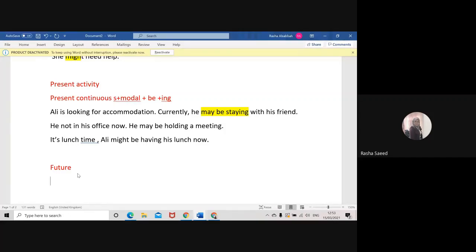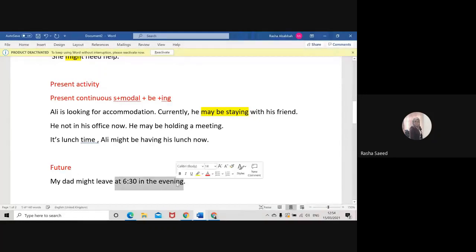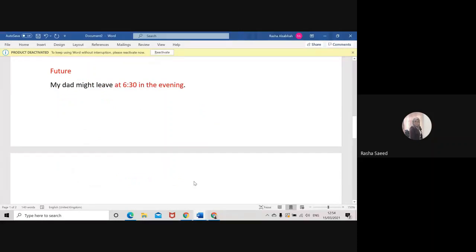an adverb of time. For instance, my dad might leave at 6:30 in the evening. Okay, he might leave another country, for instance, at 6:30 evening. So when I added that time, it indicates that this is something that will happen in the future. Fine.